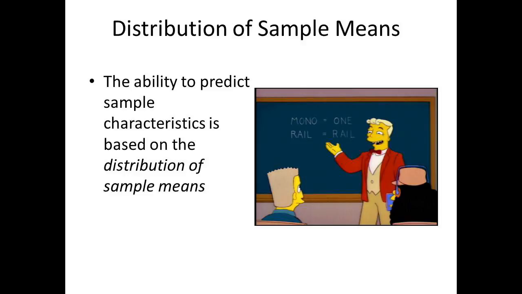And this is where we flip it, where we can say, how can we make inferences about the population based on the sample? And that's what we're going to be talking about now. So the way we do that is we look at the distribution of sample means. The ability to predict sample characteristics is based on this idea that for any population, there is a limited number of samples of any given size that you could get, or a limited number of variations of types of samples you could get.